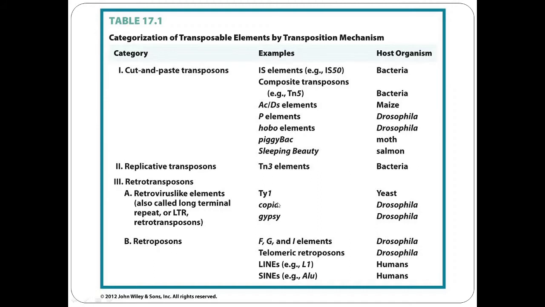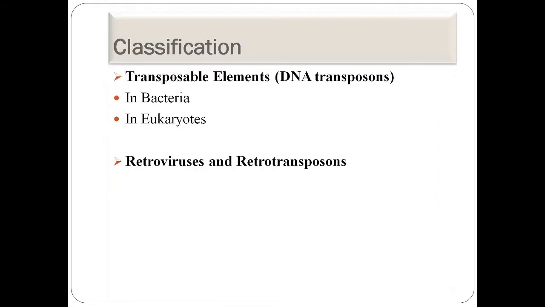Retrovirus-like elements, examples are Ty1, which is present in yeast, and Copia and gypsy in Drosophila. In retroposomes, F, G and I elements and telomeric retroposomes are both present in Drosophila. LINEs and SINEs are present in humans. LINEs is for long interspersed nuclear elements, example L1. SINEs, that is short interspersed nuclear elements, example Alu in humans.